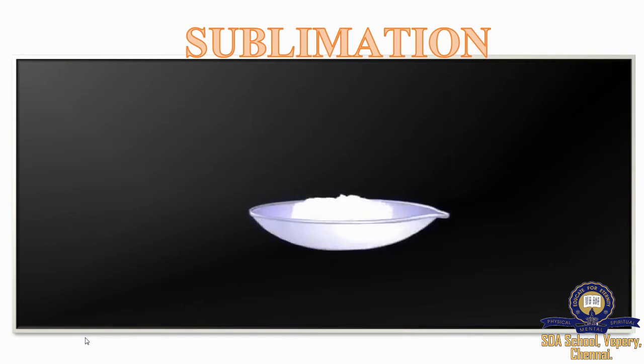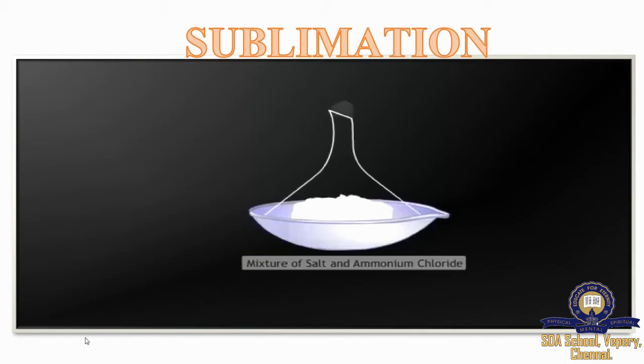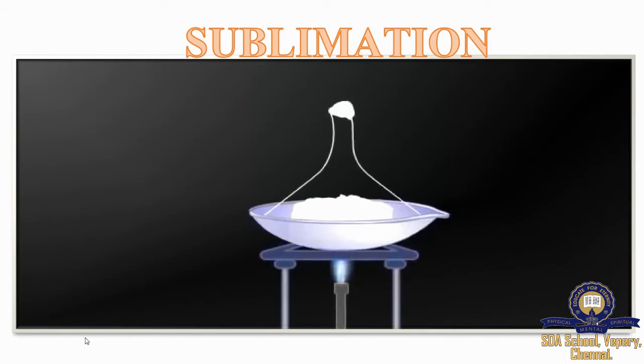So, to separate a mixture that contains a salt and a sublimable solid, such as ammonium chloride, you can use the process of sublimation. Take the mixture in a china dish and cover it with an inverted funnel fitted with a cotton plug. Heat the mixture. In a short while, you will see vapors of ammonium chloride. Stop heating and allow the setup to cool.